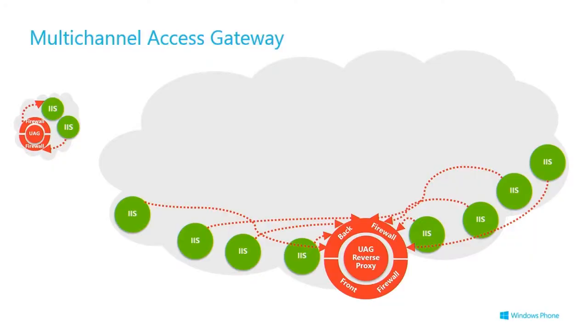So now we're just down at the load balanced IIS level, and they're talking through the back firewall and then going through UAG, and you'll have the same thing over in your other data center.